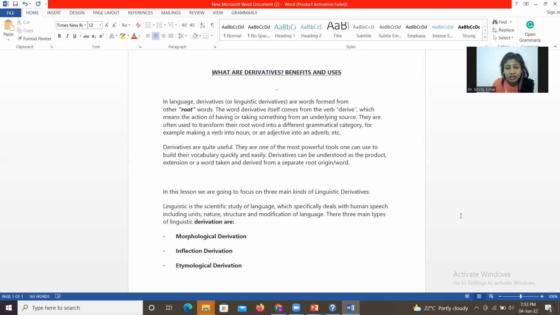Now, sometimes when we use a derivative, it can lead to a change in the entire grammatical category. Like the root word as a noun could later become a verb, or a root word as a verb can become a noun. We will see in the upcoming PPT presentation how we see these kinds of grammatical changes, and we will also see what these categories that are changed are named.